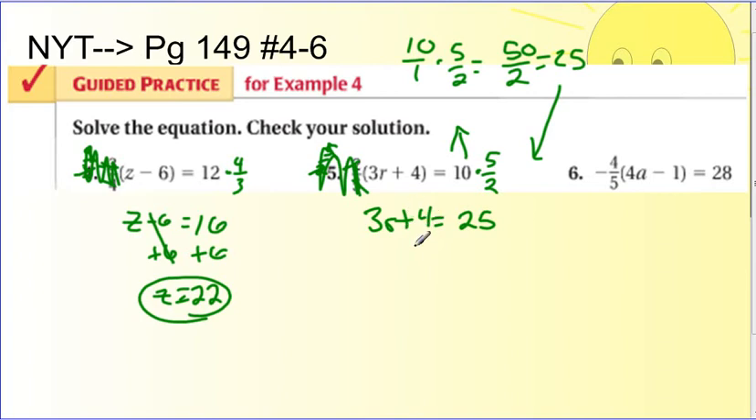Now we've got two steps. We're going to get rid of this add 4 by subtract 4. Subtract 4, we get 3r equals 25 minus 4 is 21. Divide by 3 to get rid of the multiply by 3. Cancel, r equals 7.